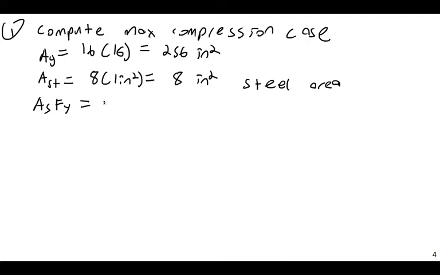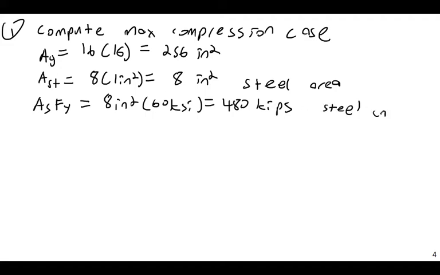So the As fy is going to be 8 inches squared times the yield stress of 60 ksi, and this will come to 480 kips. So that's the steel compressive capacity. And for the concrete capacity, we can just use our old 0.85 f'c.